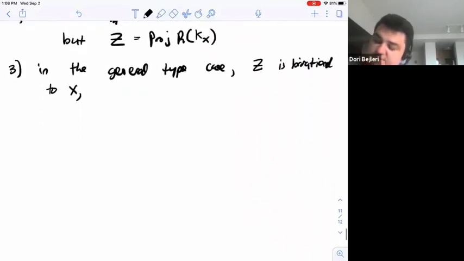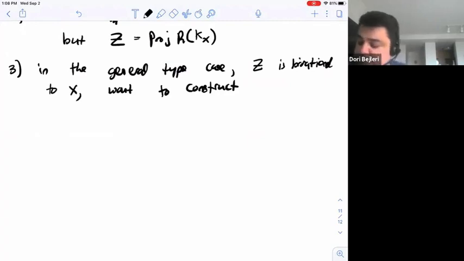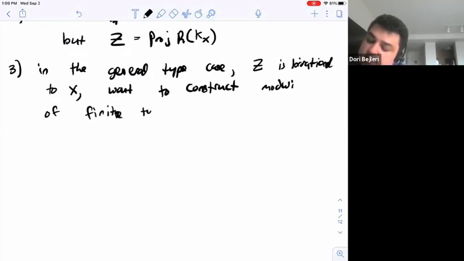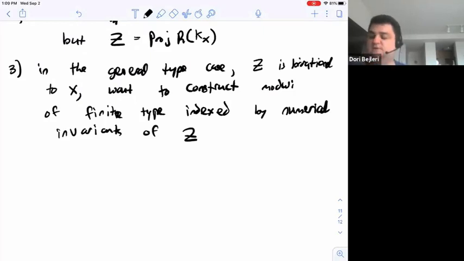Then from this point, we can hope to construct moduli. And at this point, due to a lot of recent advances, we do have this. So we want moduli of finite type indexed by the possible numerical invariants of X. I'll hopefully say a few words about that at the end of the semester.